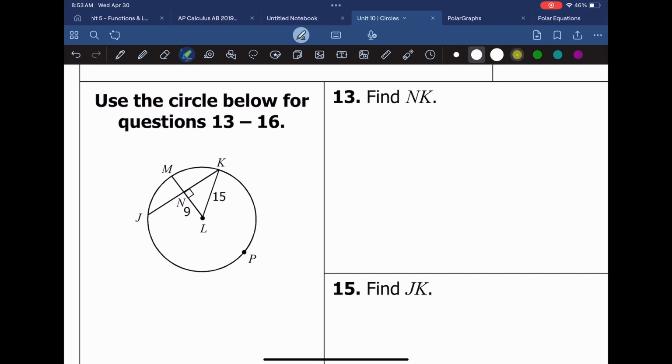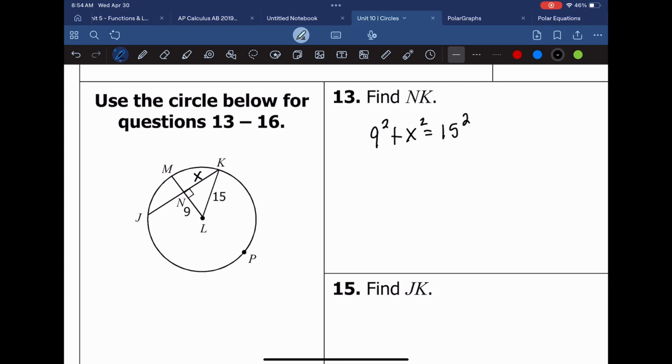Where's my highlighter? There we go. NK is right here. If you notice, though, NK is a piece of this right triangle. So, call the length of NK x, and then you have your Pythagorean theorem. Go figure. Right triangles, we're probably going to do something with Pythagorean theorem. Not always, but a lot of the time we can. 9 is a leg, and 15 is your hypotenuse. So that means you have 9 squared plus x squared is equal to 15 squared, and you can solve for that.